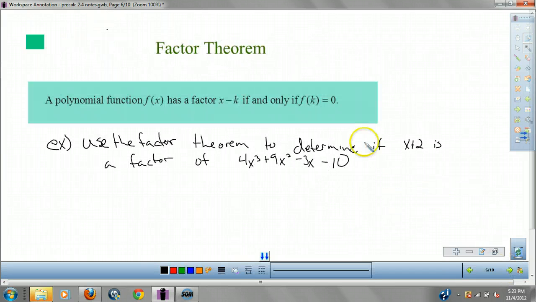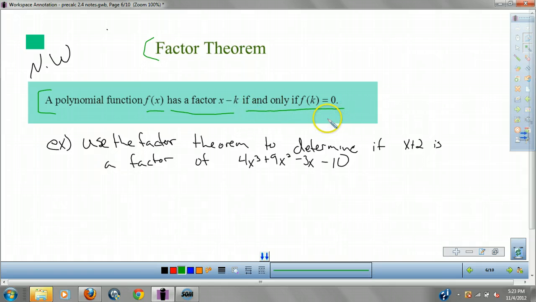Onward and forward. Here, let's get some noteworthy stuff. The first thing we're going to look at is the factor theorem. Factor theorem says a polynomial function f of x has a factor of x minus k if and only if f of k is 0. What that says is when you factor something, you have to be able to plug your k in and get 0 for your function.